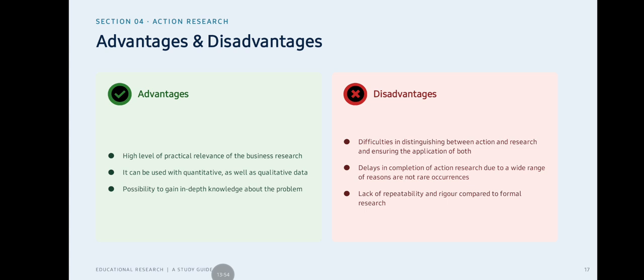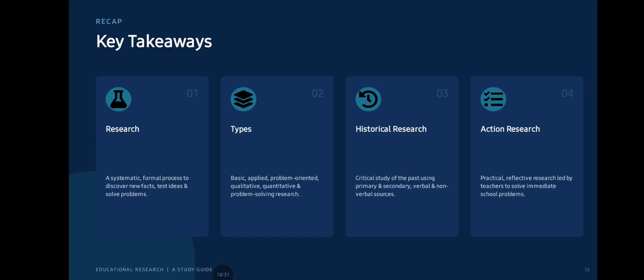Next is action research advantages and disadvantages. Advantages: high level of practical relevance of the business research. It can be used with quantitative as well as qualitative data. Possibility to gain in-depth knowledge about the problem. Disadvantages: difficulties in distinguishing between action and research and ensuring the application of both. Delays in completion of action research due to a wide range of reasons are not a rare occurrence. Lack of repeatability and rigor compared to formal research.